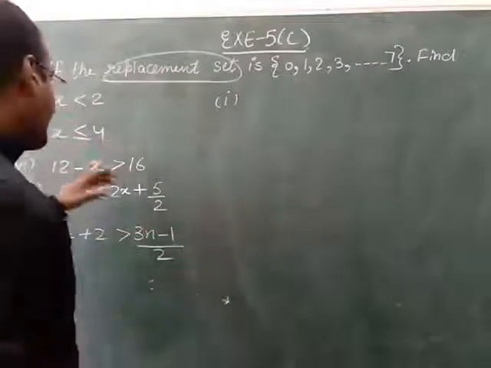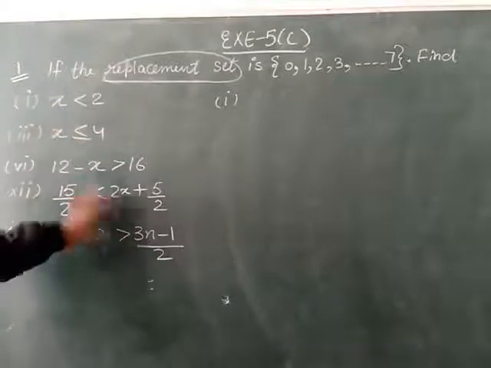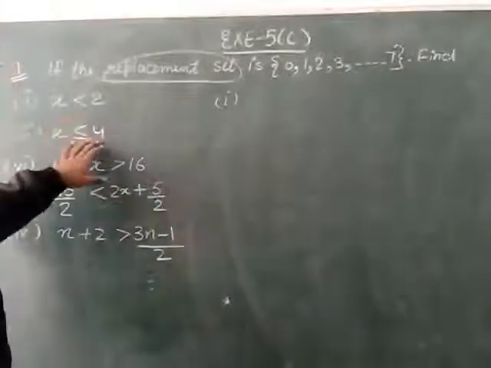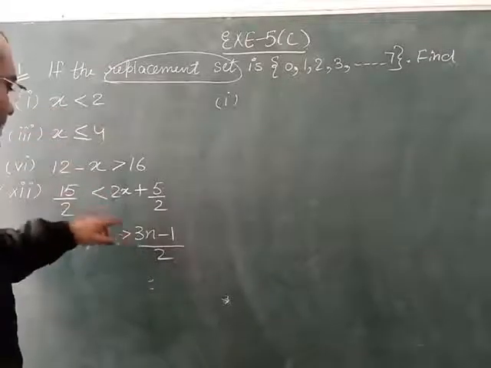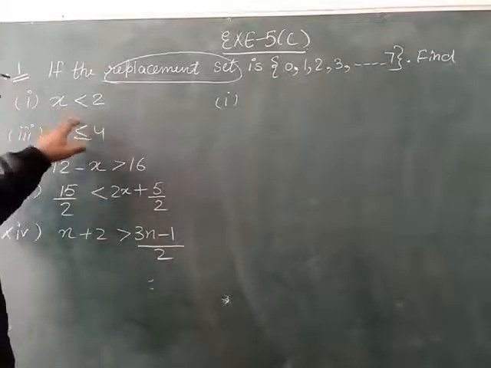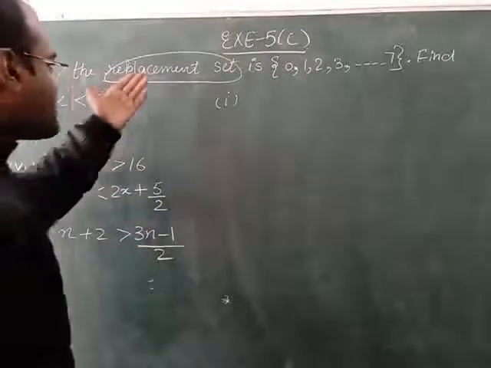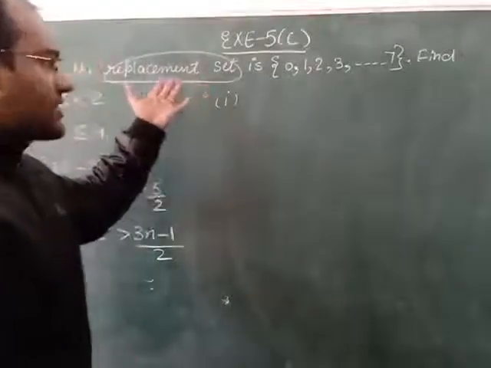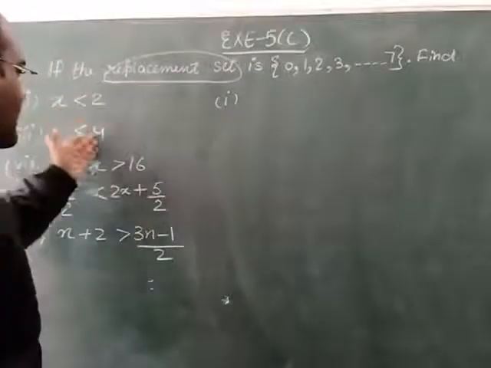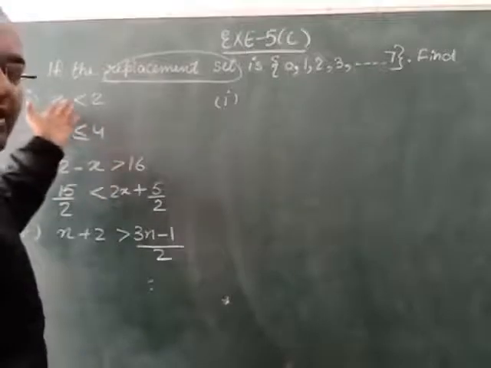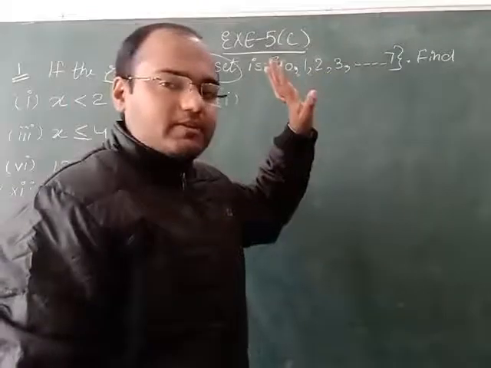Variables means alphabet. Here I have written 5 parts, 1, 2, 3, 4, 5. 5 questions are here. In each and every part you will observe an alphabet is coming, X. And in every question either alphabet X is coming or in this question alphabet N is coming. So what is the replacement set? Replacement set is a set from which we have to select the value of the variables. So in order to find the value of these alphabets, we have to select the answer from this replacement set.